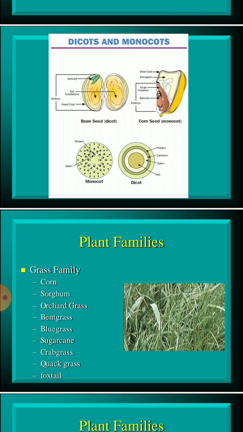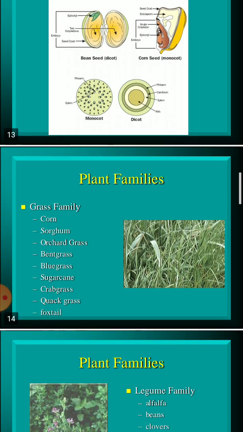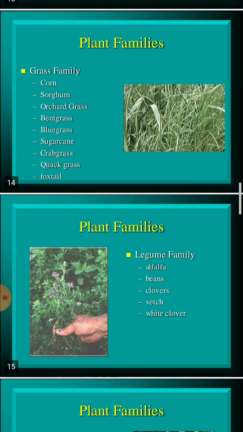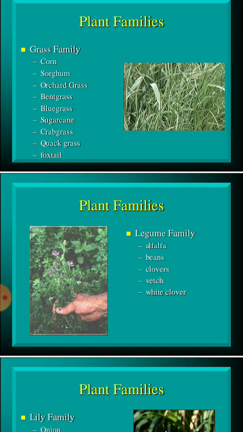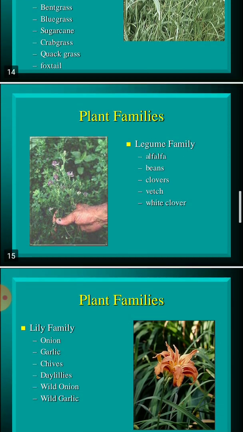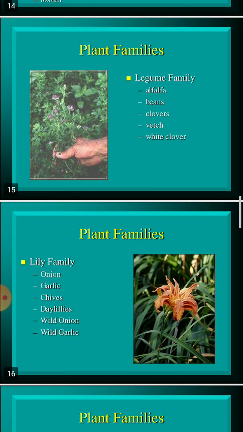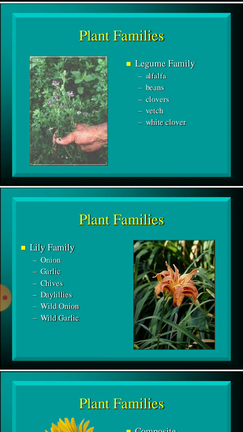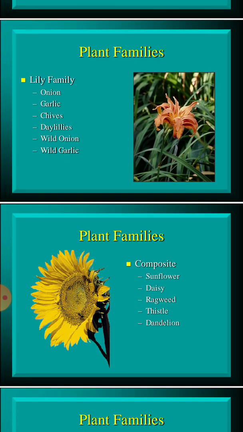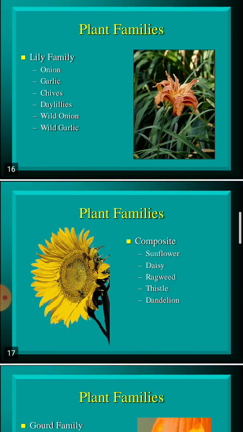Here are the structural differences shown in the diagram of monocot and dicot. If we talk about the plant families, the grass family has corn, sorghum, orchard grass, bent grass, bluegrass, sugarcane, crabgrass, quackgrass, and foxtail. The legume family includes alfalfa, beans, clovers, vetch, and white clover.